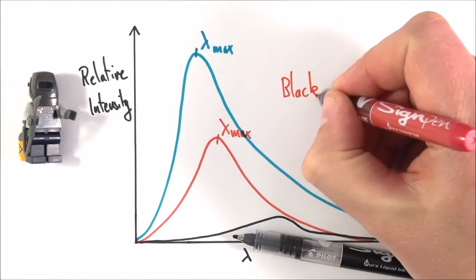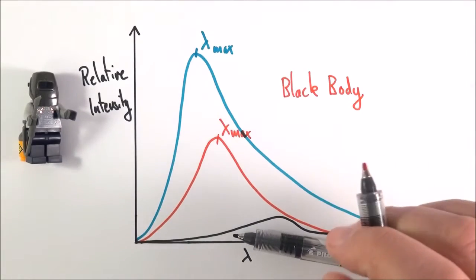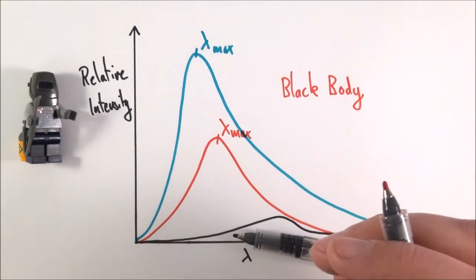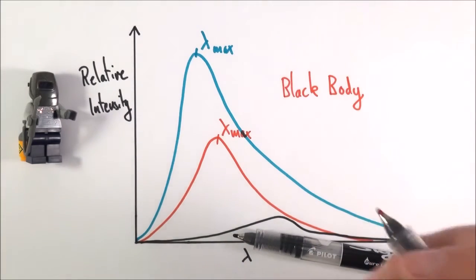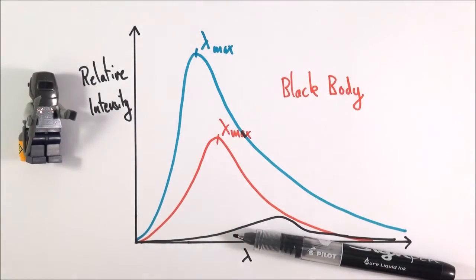Now, a black body is something which is basically a perfect absorber of radiation, and it's also a perfect emitter. So these curves here represent what actually happens to starlight, and we can assume that a star is basically acting like a black body. It's a perfect emitter of radiation across all parts of the spectrum. And this leads on then to Wien's Displacement Law.